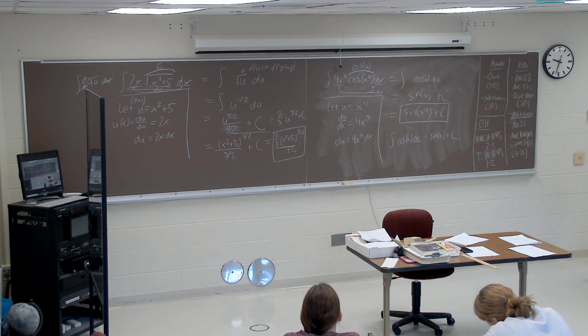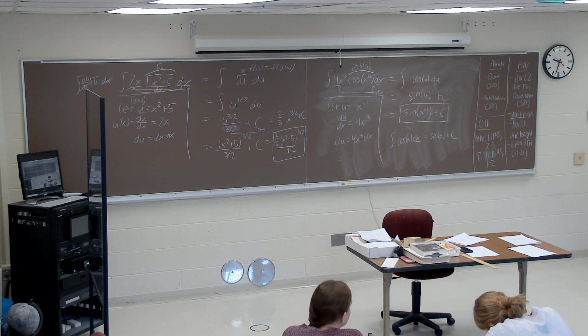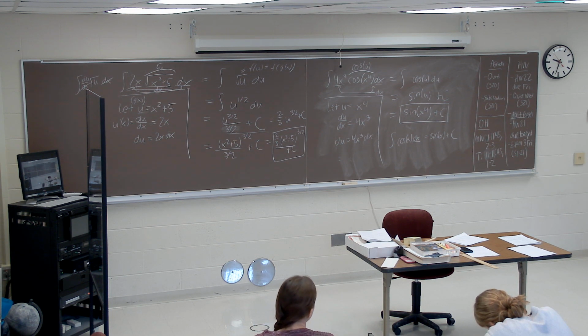Yeah, Laura? So the 4x to the third is nice because it's the derivative of x to the fourth. What if it's not nice? Like what if that says 3x to the third? Then you would have something like what's going to happen in our next example. So I'll address that here in just a second.